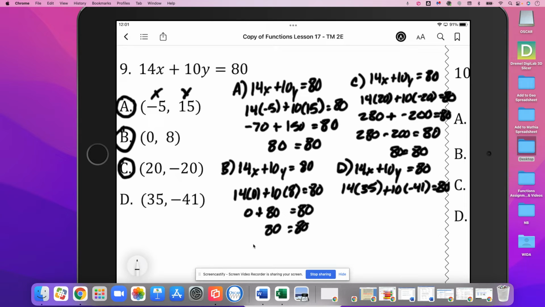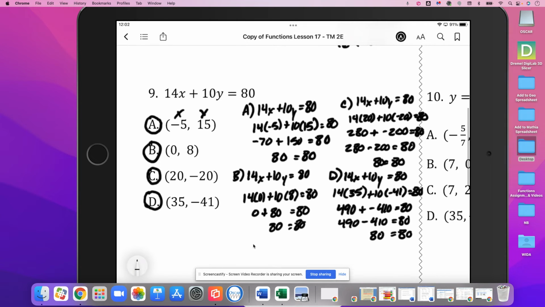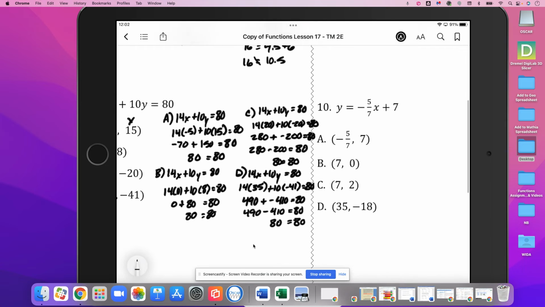It's 490 plus a negative 410 equals 80. And so yes, it's going to be 490 minus 410 equals 80 because of the signs. And 80 equals 80. So yes, D also satisfies the function. All of them, for number 9, satisfy the function.